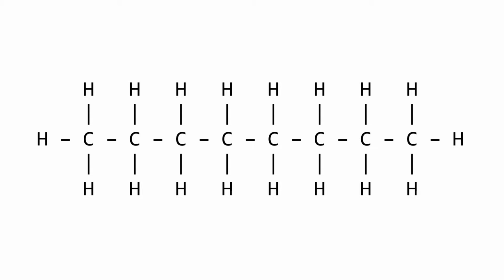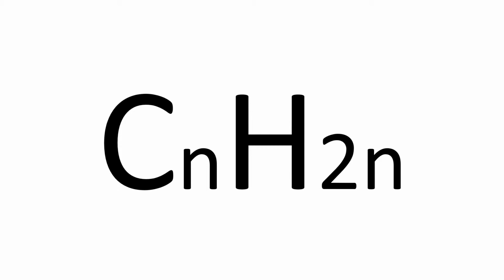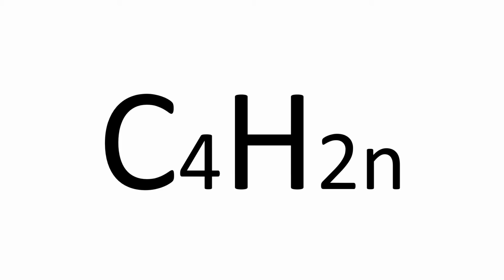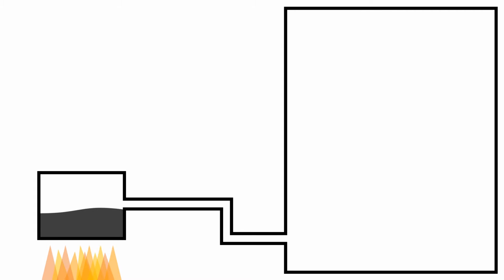The general formula for identifying an alkane is CnH2n+2. This means that, for example, if an alkane had 4 carbon atoms, it would have 10 hydrogen atoms. One problem, though, is that we have a large mixture of different alkanes in our crude oil, so we need a way to separate them out. The technique used for this is called fractional distillation.